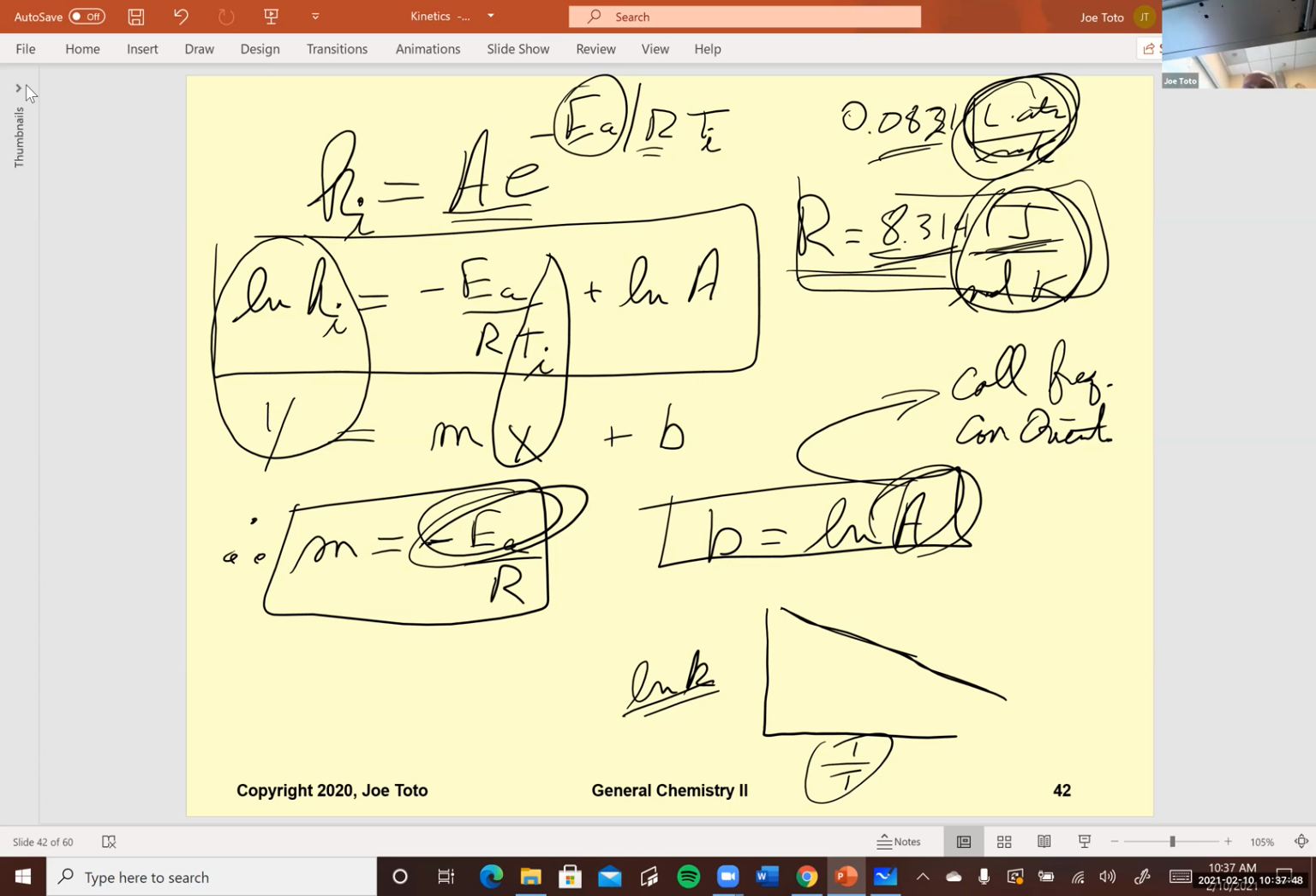Just one more thing while we're here, I'm going to ask you guys. For this particular representation, is the activation barrier positive or negative?